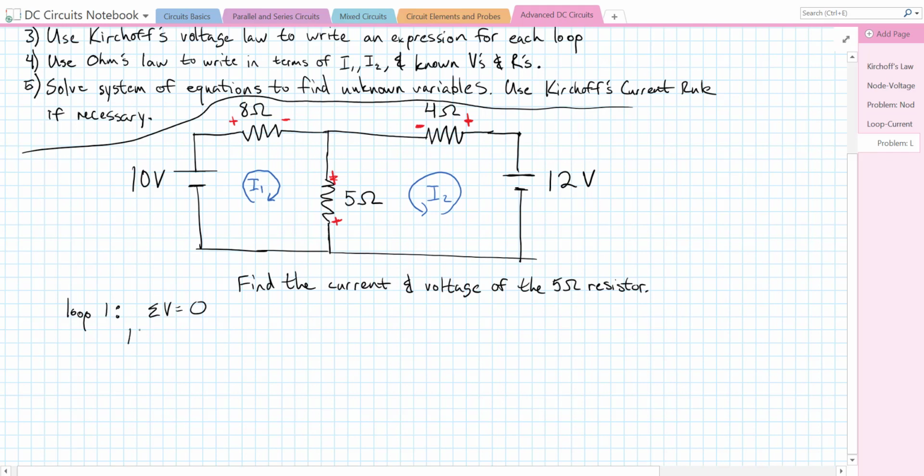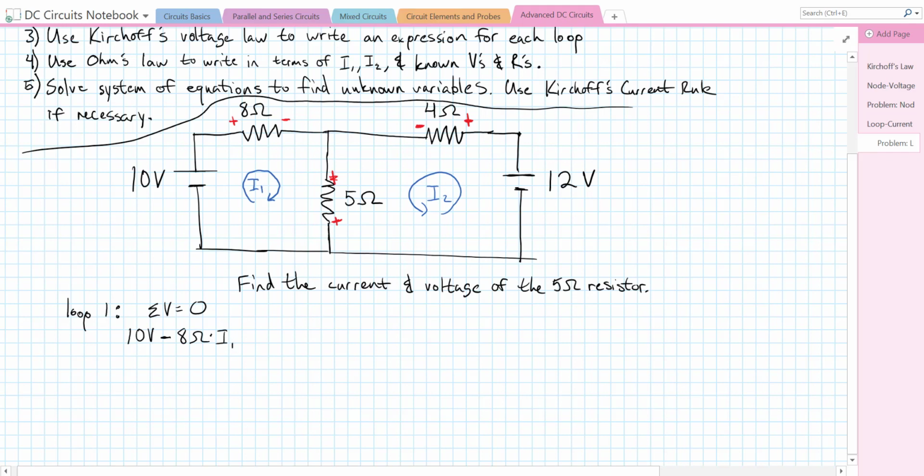We're going to get 10 volts plus, well, the voltage across this 8 ohm resistor. It looks like it's going to be a voltage drop, so I'm actually going to write it as a minus because I've said that it's going to a lower voltage. Minus 8 ohms times I1.